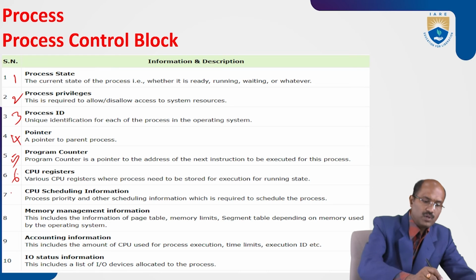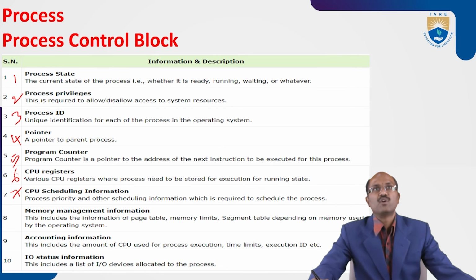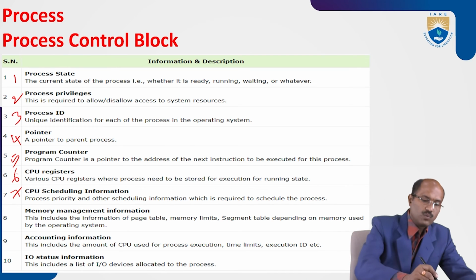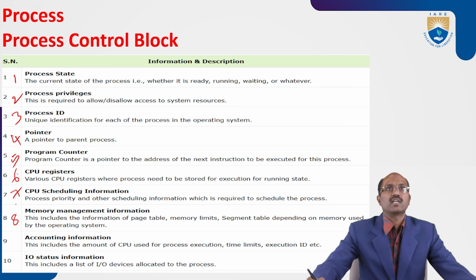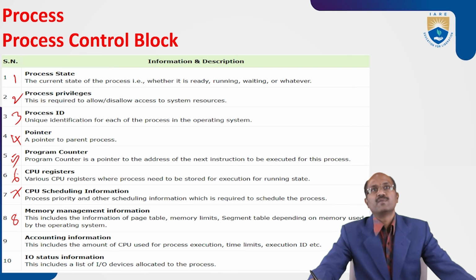Next, the seventh one is CPU scheduling information. It means the process priority and other scheduling information required to schedule the process, that is, which process is going to be executed next. That is defined as CPU scheduling information. Next is a very important data structure, memory management information. This includes the information of the page table, memory limits, and segment table, depending on the memory used by the operating system.